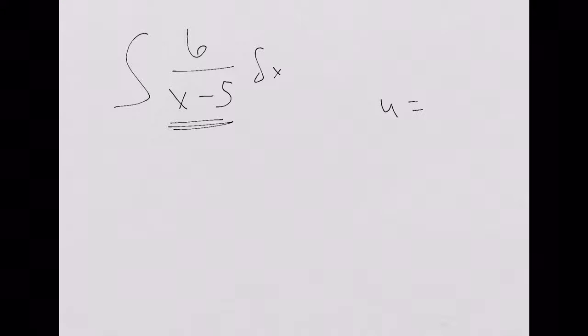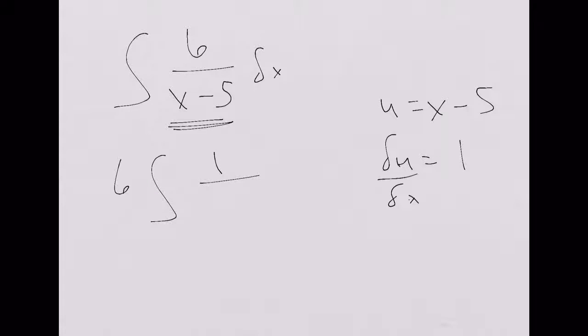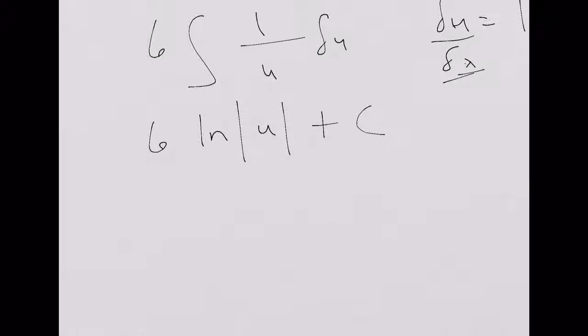As long as it's nothing squared or anything crazy like that, if I let my u be x minus 5, my du is still just 1, which I have all kinds of 1's in that integral. So if I want, I could just pull my 6 out. I'm dealing with 1 over, let's go ahead and say that I have 1 over u. And again, my du and dx, my dx's would cancel out. So I get 6 times the natural log of u plus c. And then my u is just x minus 5.